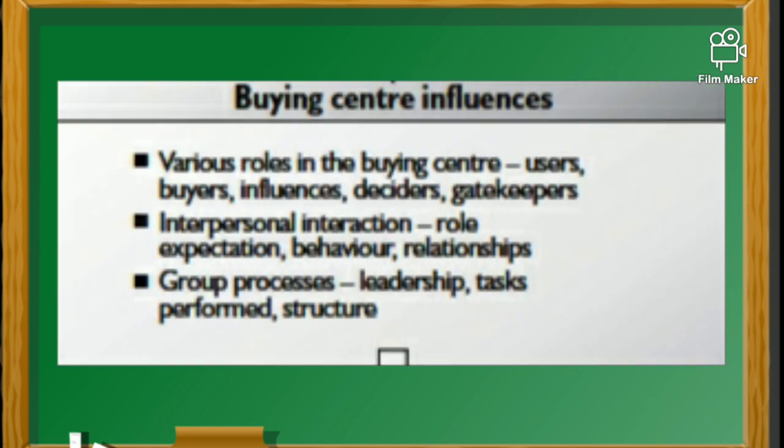The next factor is buying center influences, or buying center variables. In the previous video, we discussed the so many buying center members like users, buyers, influencers, deciders, and gatekeepers. These people also influence your buying behavior. Not only that, your interaction with the people, your role, your expectations of the company, your relationship with suppliers, your leadership skill, and the structure of your leadership and management also decide your buying behavior.